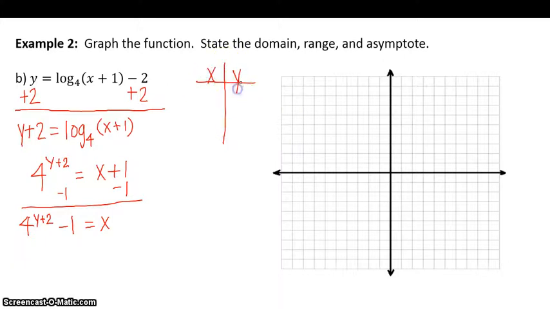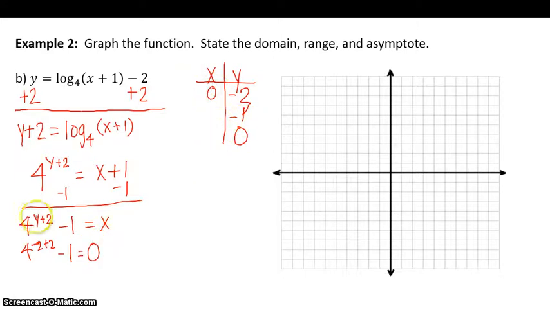Now I'm going to change up my y values that I pick a little bit here, because I'm going to make it so that 0 is one of my choices. So if I plug in -2 for y, that would make a 0 exponent. So I'll do -2, -1, 0 maybe. Okay. So if I plug in -2 up here, so that'd be 4 to the -2 plus 2 power minus 1. Well, -2 plus 2 is 0. 4 to the 0 power is 1, and 1 minus 1 is 0.